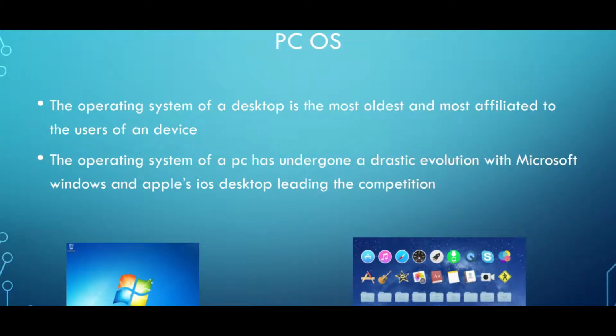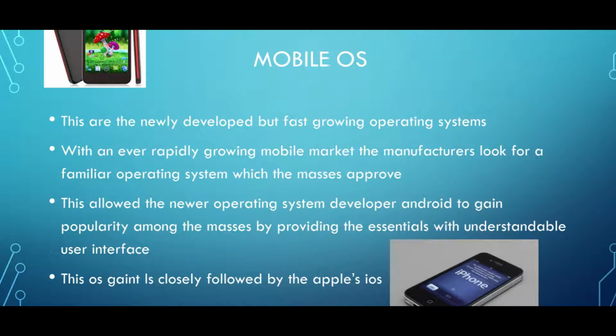PC OS. The operating system of a desktop is the oldest and the most familiar to the users of a device. The operating system of a PC has undergone a drastic evolution, with Microsoft Windows and Apple's desktop OS leading the competition. Now let's speak about mobile OS. This is the newly developed but fast-growing operating system. With an ever rapidly growing mobile market, the manufacturers look for a familiar operating system which the masses approve. This allowed the newer operating system developer Android to gain popularity among the masses by providing the essentials with an understandable user interface. This OS giant is closely followed by Apple's iOS.